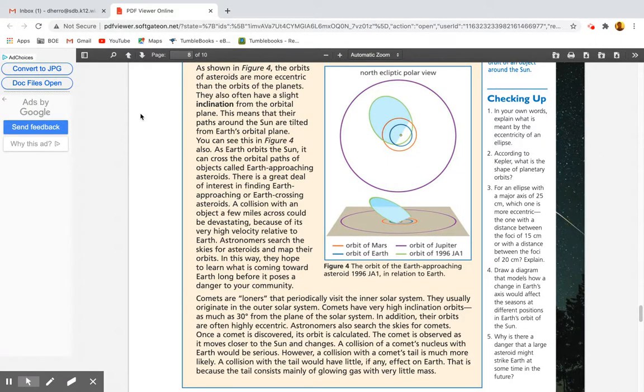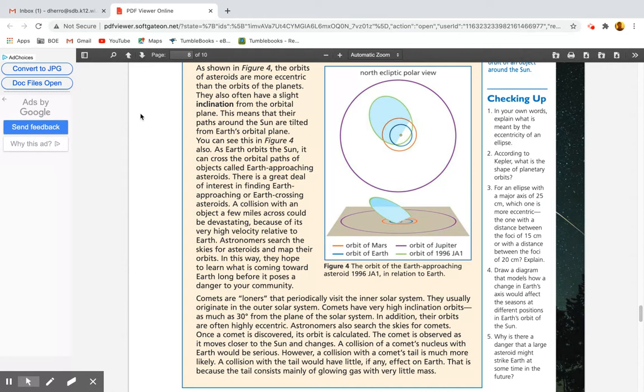This means that their paths around the Sun are tilted from Earth's orbital plane. You can see this in Figure 4 also. As Earth orbits the Sun, it can cross the orbital paths of objects called Earth-approaching asteroids. There is a great deal of interest in finding Earth-approaching or Earth-crossing asteroids.